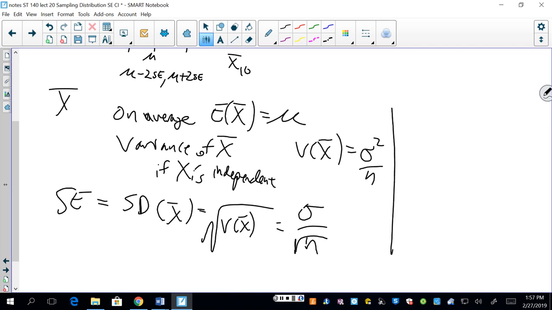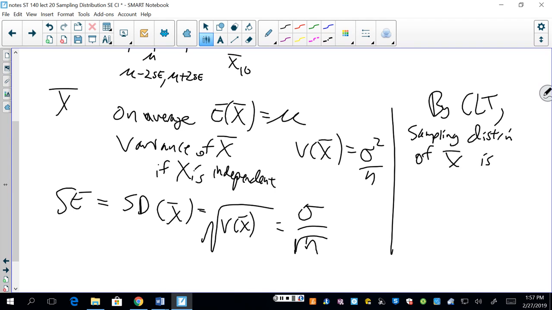So, by the central limit theorem, the sampling distribution of X bar is approximately normal. It's centered at mu with a standard deviation of sigma over the square root of n.